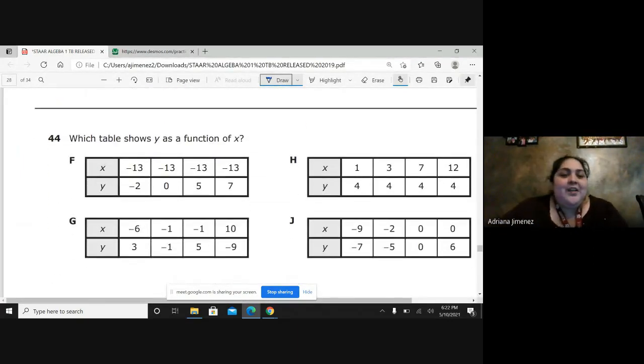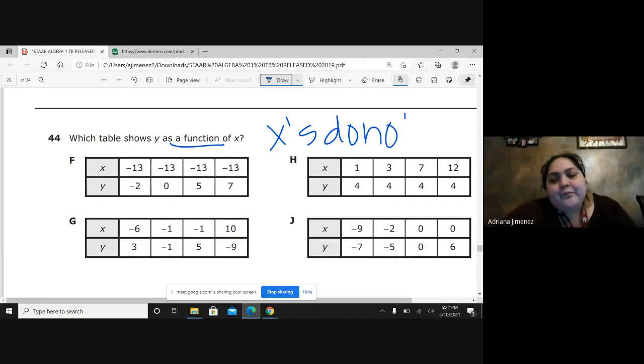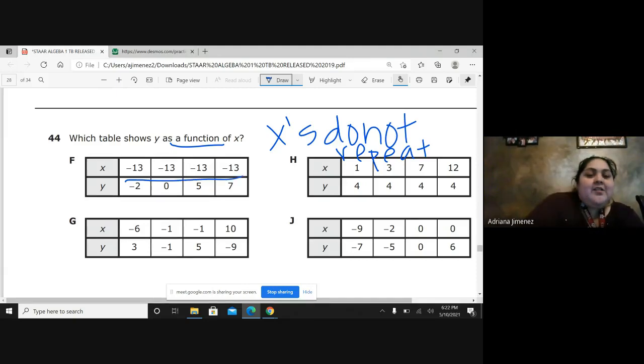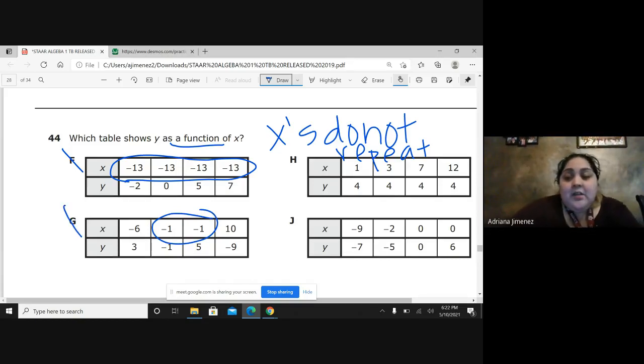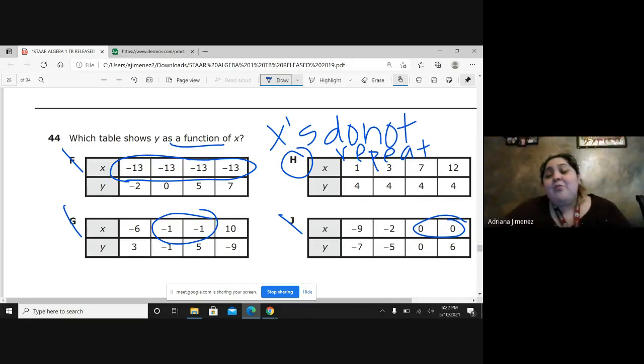Okay, this right here is asking you for what is a function. A function, the x's do not repeat. So you're looking for the one where the x's are all different numbers. All of these are negative 13, so that one's out. These two, they have two negative ones. This has two zeros, so that's it. So my answer is H. I don't care at all about the y's. All I have to do is look at the x's. The y's don't matter to me.